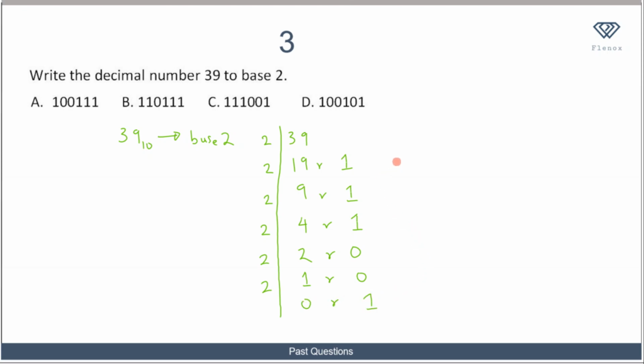The second step says we write out the remainders in reverse order. So now we have 1, then we write this next 0, then this next 0, then this next 1, this next 1, and this next 1. So we have 100111 in base 2. Which option corresponds to that? A. So the right answer in this case is A.